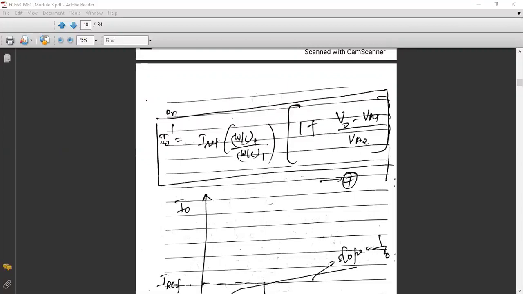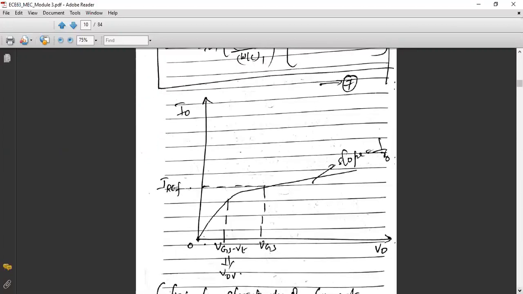The expression of I0 dash is given by I reference into the ratio of the two aspect ratios, multiplied by 1 plus V0 minus VGS divided by the early voltage of the second transistor, or output transistor.